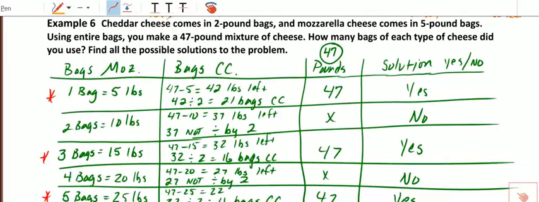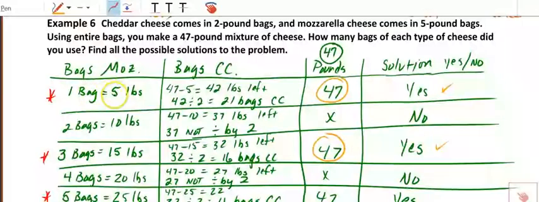Let me give you a hint as far as a strategy or a tool you might want to use. I would set up a table and write down the mozzarellas and cheddars and how many bags of each, and see if it would work. So think about using a table. All right, so here's a table I set up. I set up a column for the bags of mozzarella cheese, 5 pounds a bag. A column for bags of cheddar cheese, 2 pounds a bag. And a column for the number of pounds I would get. My goal was 47 pounds.